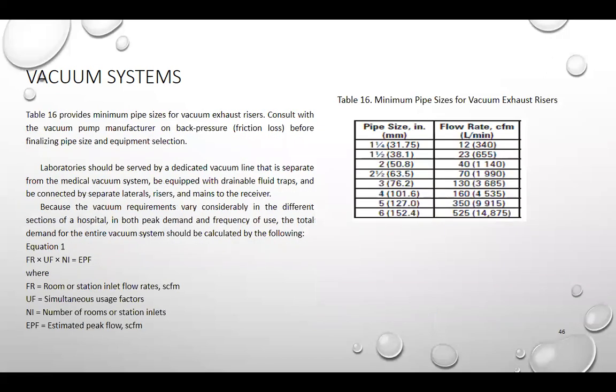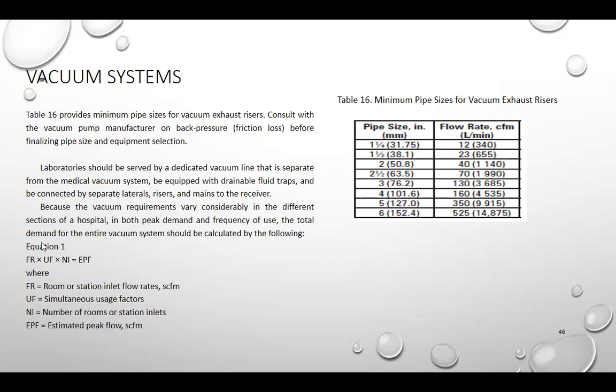Table 16 provides minimum pipe size for vacuum exhaust riser. So consult the vacuum pump manufacturer on back pressure and friction loss before finalizing pipe sizes and equipment schedule. Minimum pipe size for vacuum exhaust.